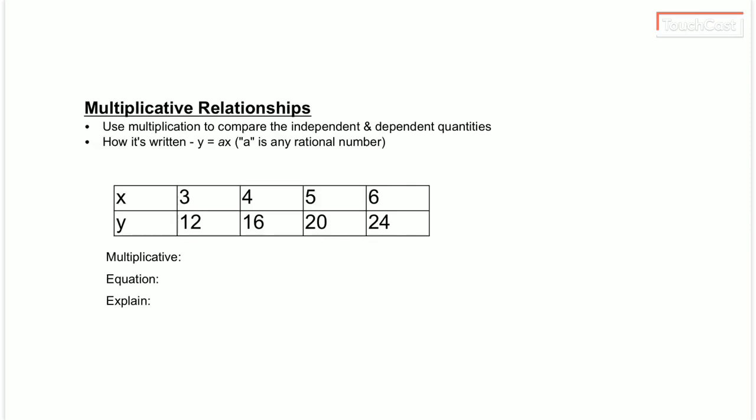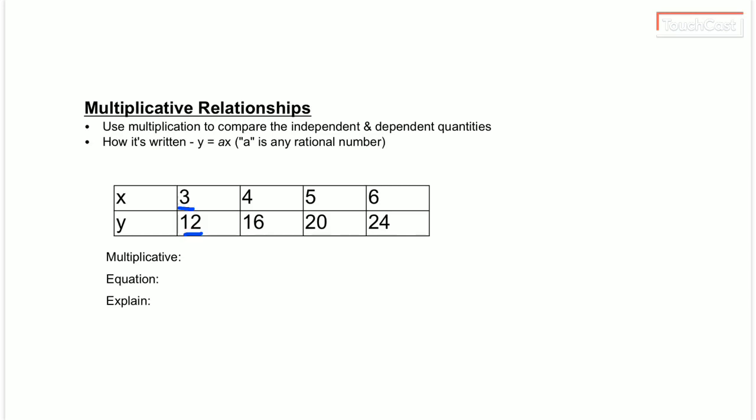Today's lesson is very similar to additive relationships in that we are trying to determine whether or not the relationship between X and Y, or the input and the output, is multiplicative. So that's a yes or no question. So let's take a look at the very first set of numbers. We have 3 and we have 12. We have to figure out how we get from 3 to 12.